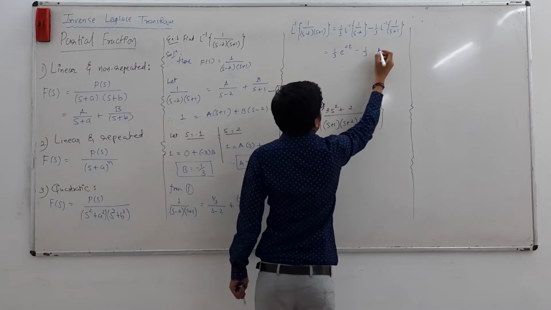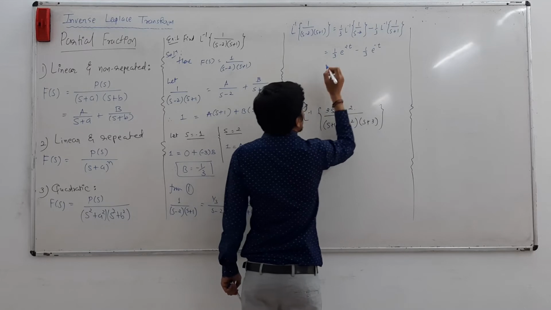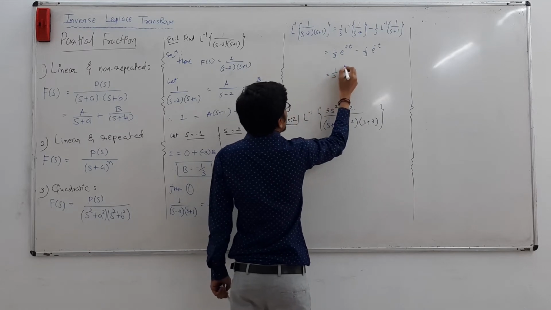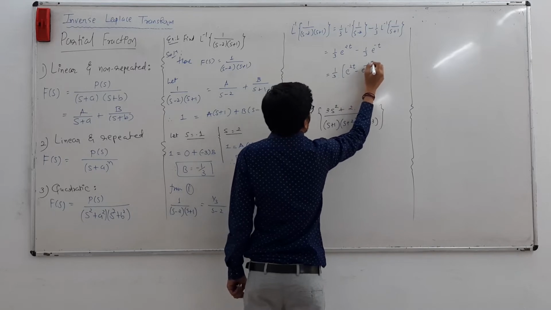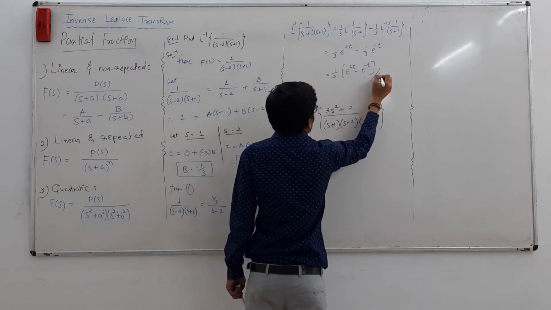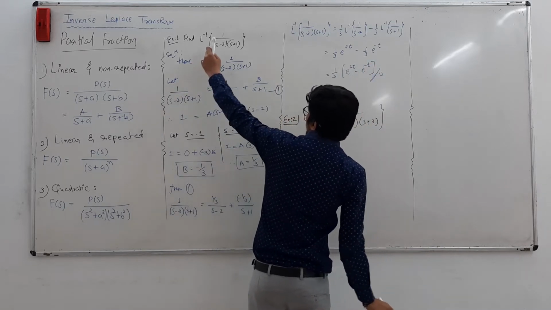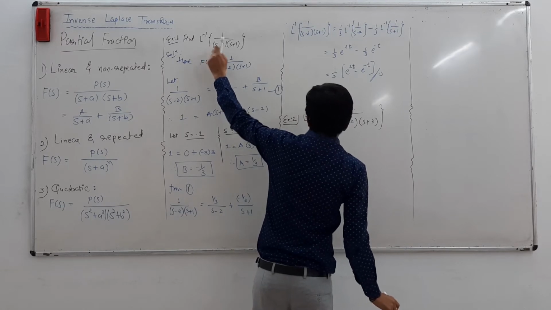Laplace inverse of this term, that is e raised to minus t. So finally my answer is 1 by 3 common, e raised to 2t minus e raised to minus t. That is the answer. That is actually the inverse Laplace transform of this function, right?